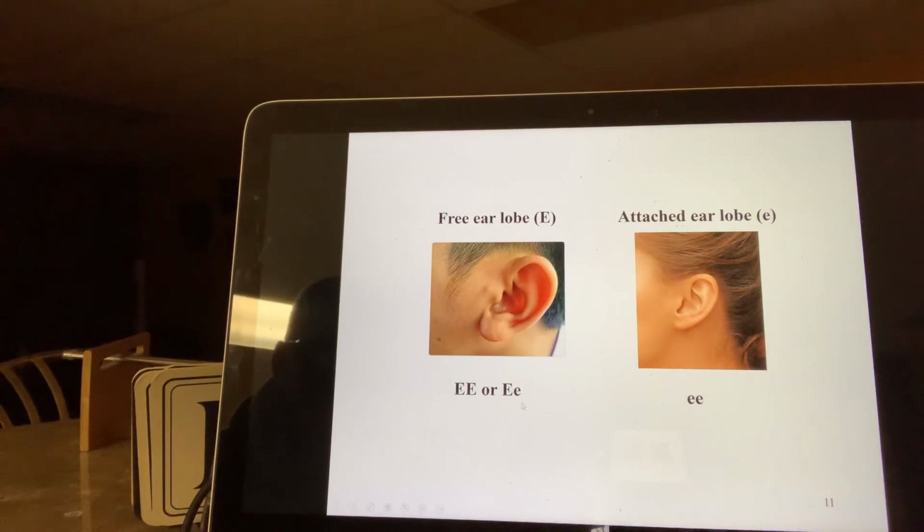They look the same. If you have an attached earlobe, since that is a recessive trait, the only way you could have gotten that is if you got one recessive allele from your mother and one recessive allele from your father, and therefore you have both recessive alleles, which allows for the production of the fixed earlobe.